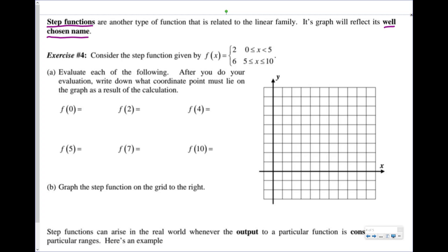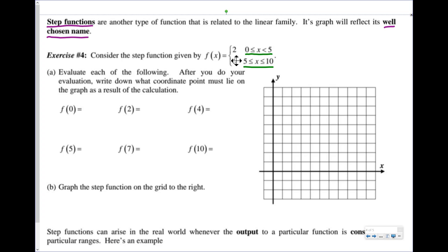Exercise 4 says, consider this step function given by f of x equals 2 between 0 and 5, and f of x equals 6 between 5 and 10. I know that you guys have struggled a lot in just reading what this is. Remember that this portion right here that I'm going to underline tells you the interval when it's 2, and the interval when it's 6. That's not telling you what the graph looks like. It's telling you where it's 2 and where it's 6.